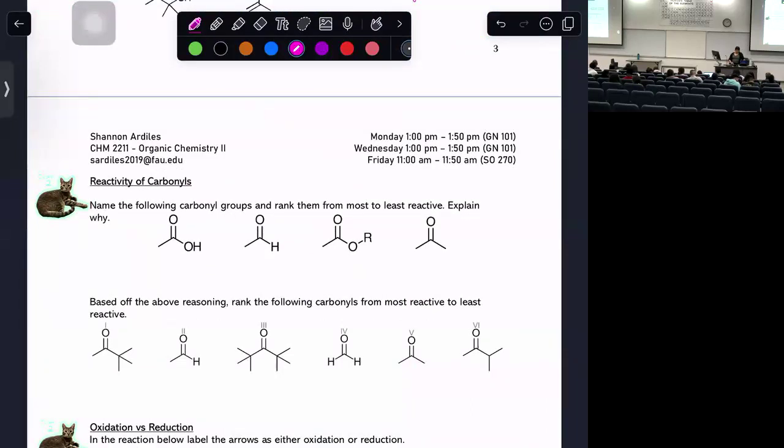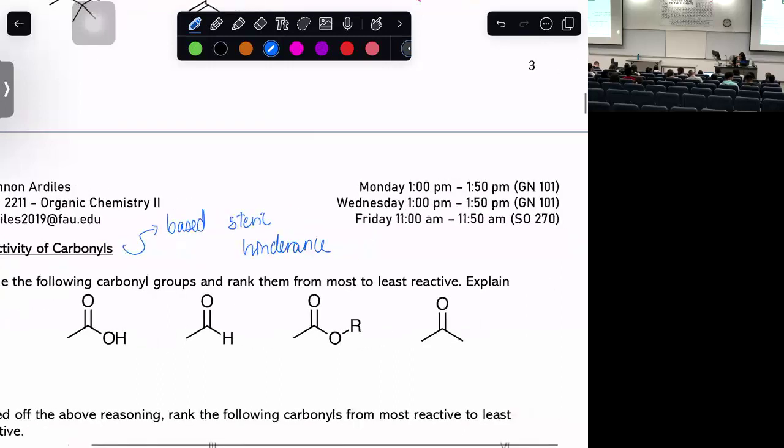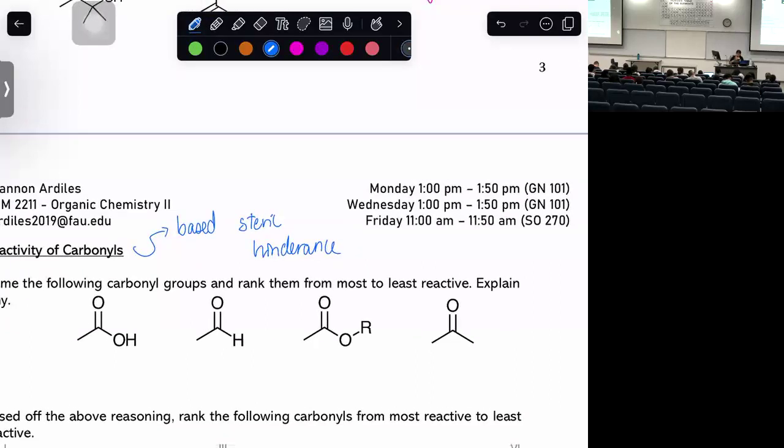Okay, now let's start talking about carbonyls, which is going to be the main focus of the next two chapters. Okay, before we even get on with the reactions, we have to know the reactivity of carbonyls. That's going to be very important. Now, as far as reactivity goes, everything is going to be based on steric hindrance. Okay, that's going to be your main factor, steric hindrance.